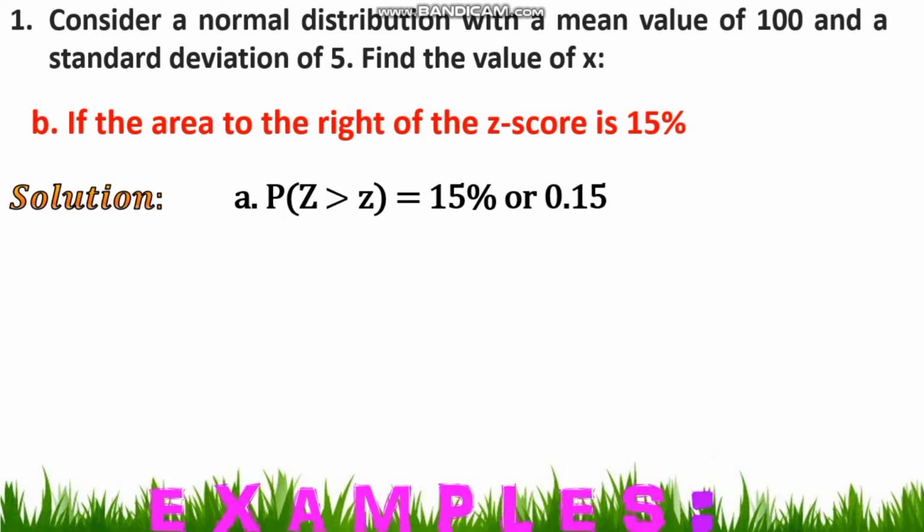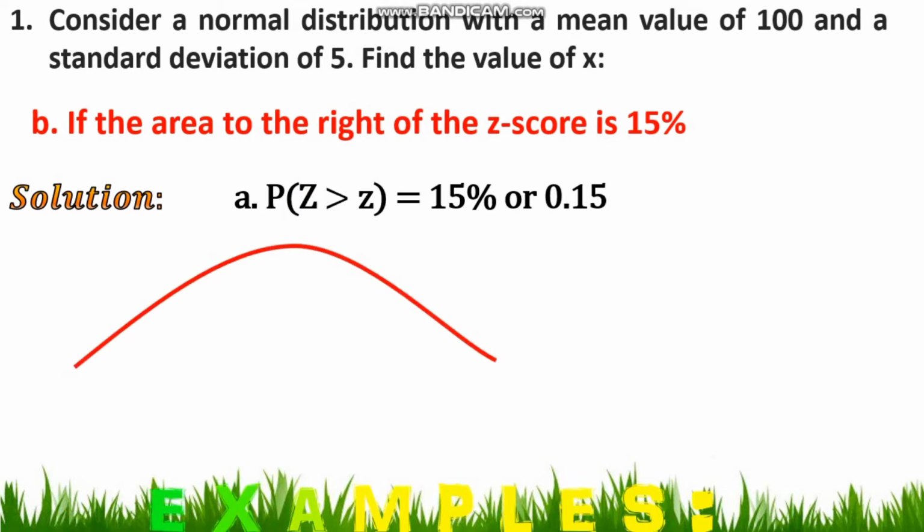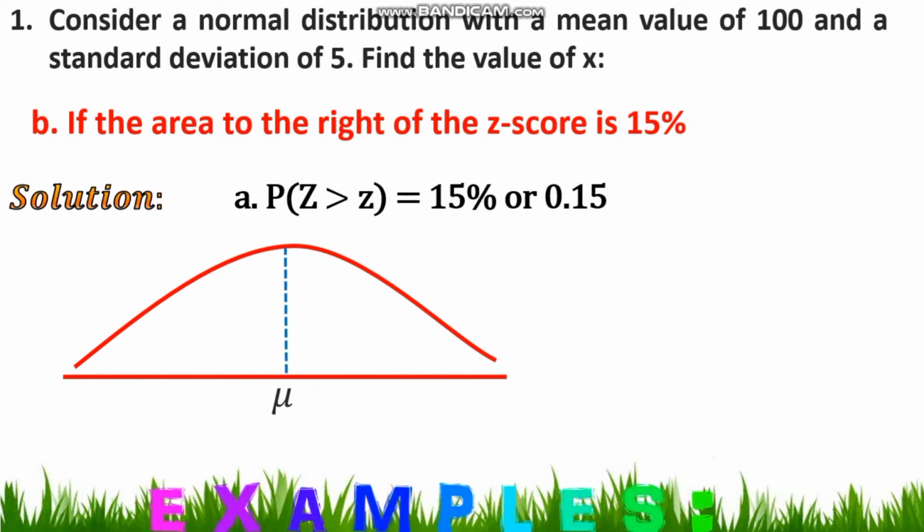Right? So, we have your normal curve. Locate the mean and yung z-score mo is to the right. Diba? Sabi, area to the right of z-score is 15%. So, meaning, yung z-score mo na yon is positive. So, we have 15% yung shaded portion and unknown yung z-score na yon.